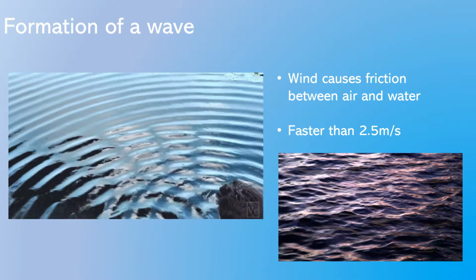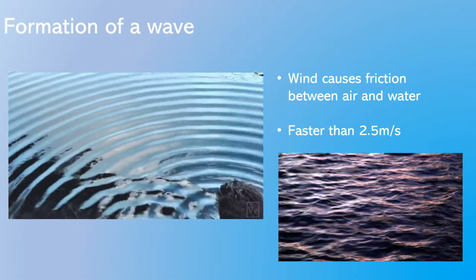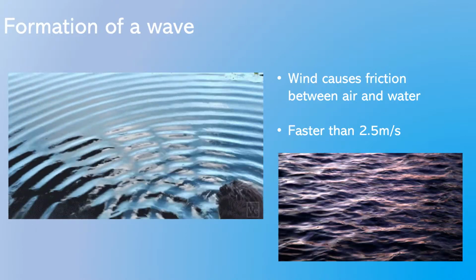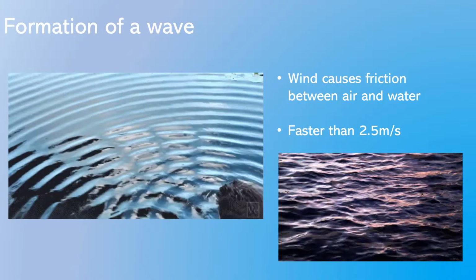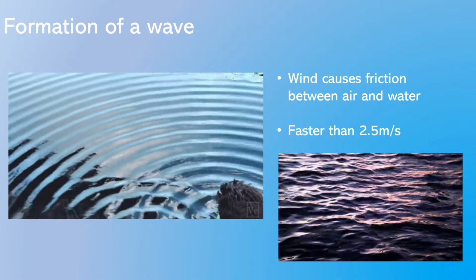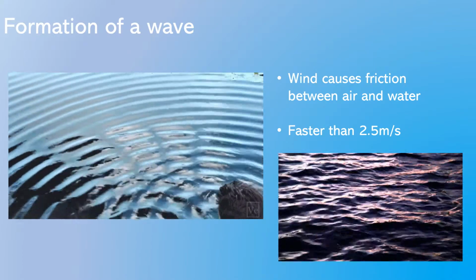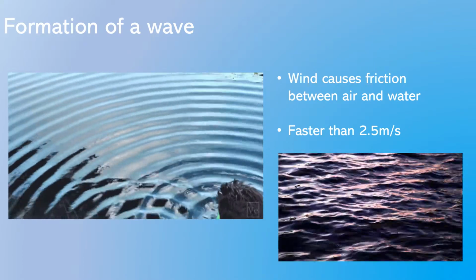When winds faster than 2.5 meters per second blow continuously for an extended amount of time, a wave can start to have an effect on the environment around it. The wind catches the troughs and pushes the crest like sails, sustaining the wave and increasing the wave height.